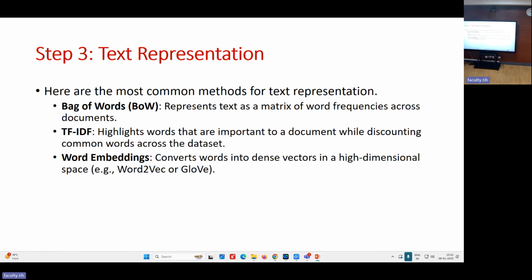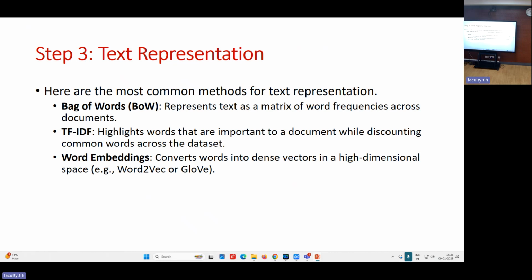Another method you can follow is TF-IDF. TF-IDF is term frequency and inverse document frequency. The combination of these both will tell you the frequency, how many times it has occurred, plus what is the significance of a particular word with respect to the whole document. It will give you the information of that.